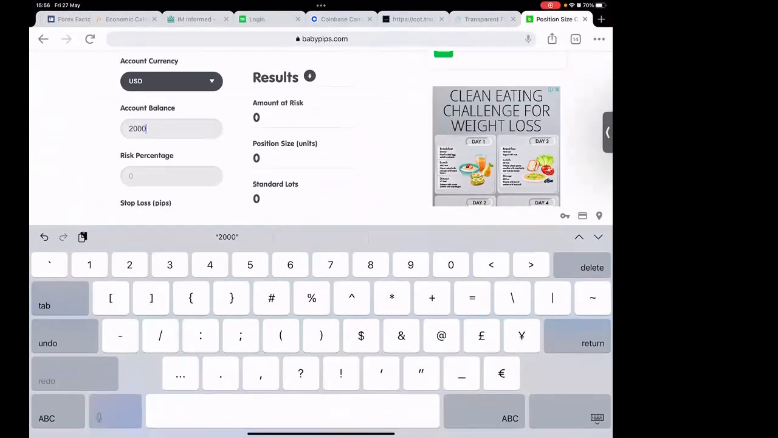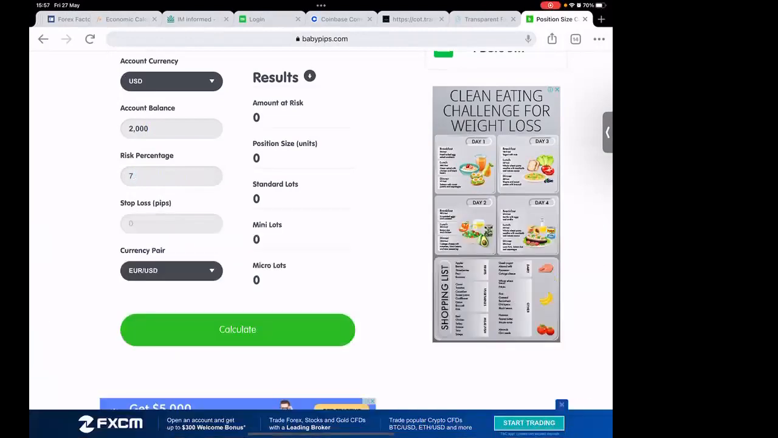But if you have between 1,000 to 5,000 or even up to 10,000 US dollars, you can risk as much as 5% or 3% per trade. But once your account is over 10,000, please stay within 1 to 3% risk. So here on a $2,000 account, I think I want to risk, let's say, 7% of my account. So my percentage is 7%.